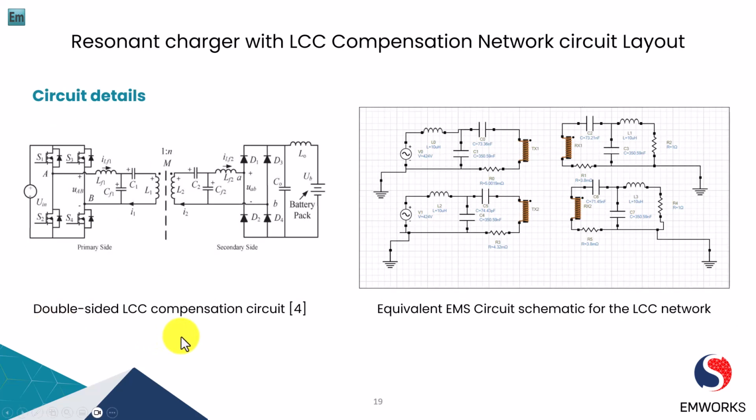Now let's take a look at a double-sided LCC compensation circuit. This circuit consists of 3 components: a series inductor, a parallel capacitor, and a series capacitor. The LCC circuit is connected in parallel with the primary winding of the transmitter coil. The output voltage of the network is connected to the load.